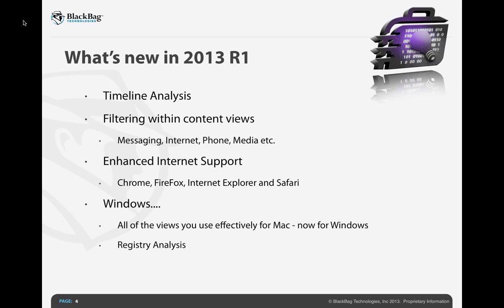We've also made some additions to the content views themselves. Our file filter, which a lot of customers use quite successfully, was a little bit isolated, and so we now have the ability within the views for messaging, phone, internet, to actually create filters within that view. So again, you can more quickly cull down the data set to what's relevant. We've expanded our internet support. Internet Explorer is brand new with this release, as well as changing the view for the other browsers, and Drew will walk you through some of those.